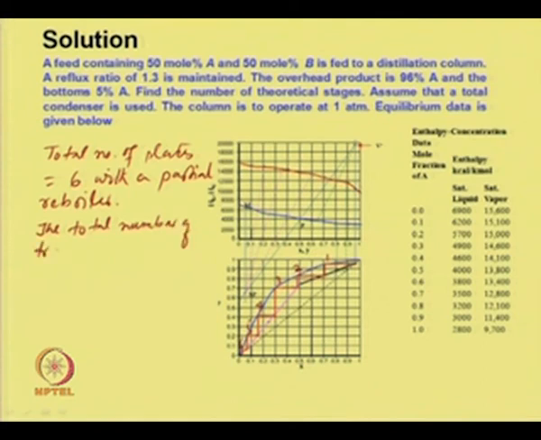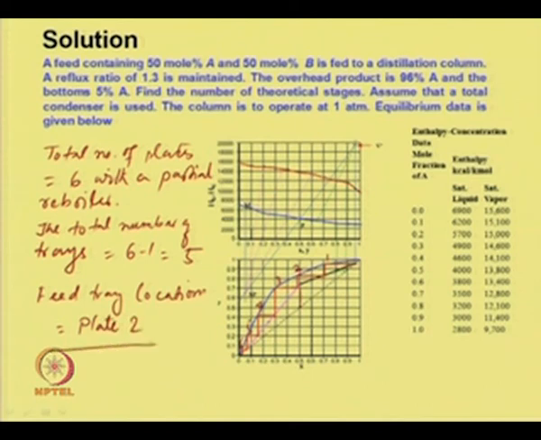The total number of trays is equal to 6 minus 1 is equal to 5, and the optimum feed tray location, we can see, is where the saturated liquid is, which is over here, plate number 2. This way we can obtain the number of ideal stages required and locate the feed tray.